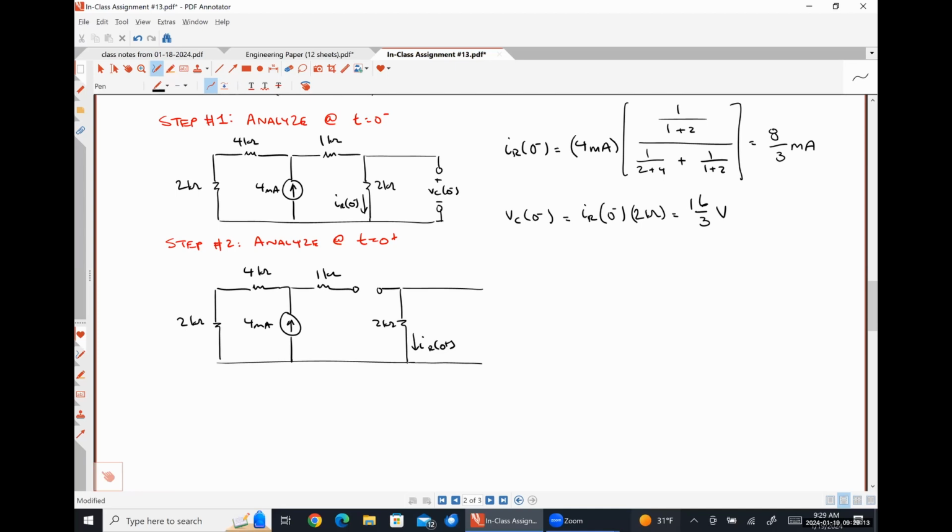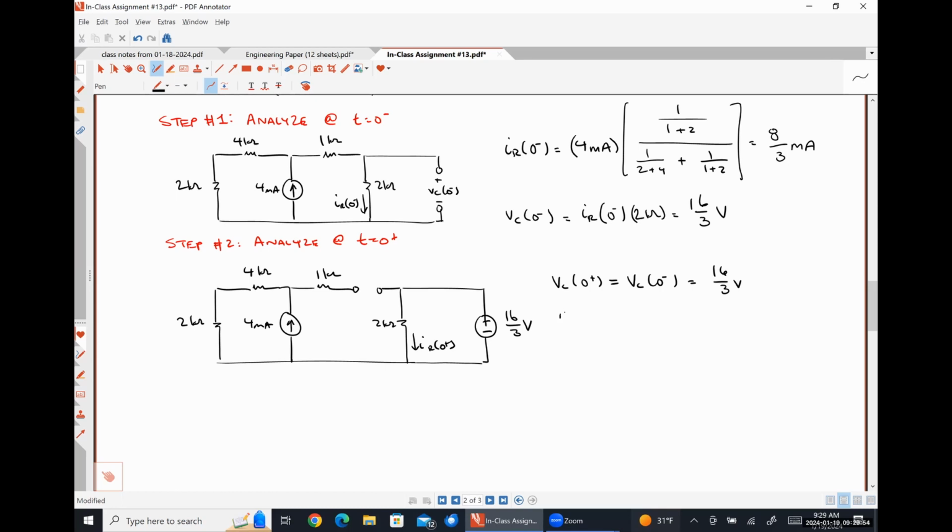So we know that the voltage drop across a capacitor cannot change abruptly, which means VC at 0 plus must be whatever VC was at 0 minus, or 16/3 of a volt. So what I'm going to do is replace my capacitor with a voltage source that has the exact same magnitude as my capacitor voltage and the same polarity as my capacitor voltage at t is equal to 0 minus.